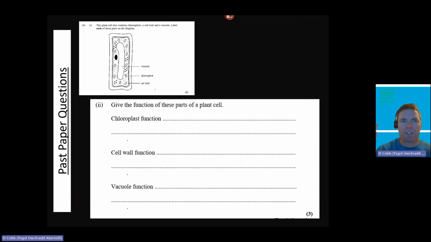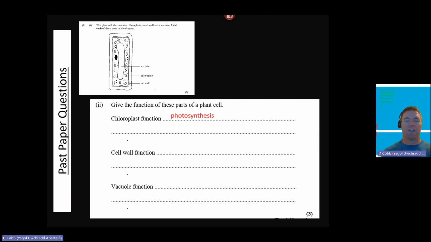And this is a similar question here. This plant cell also contains chloroplast, a cell wall, and a vacuole. Label each of these parts on the diagram. Actually, with this one here, you can see that the labels are already on there. So I think in a real exam, they'd have to take that away, wouldn't they? But actually, it does say give the function only. So it's all right, actually. They just say give the function. So it does say label each, but actually the question really is only asking for the function.